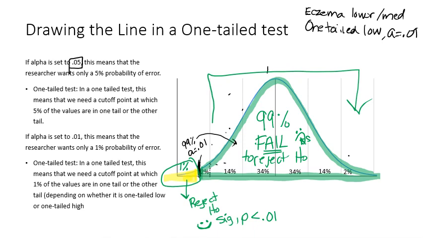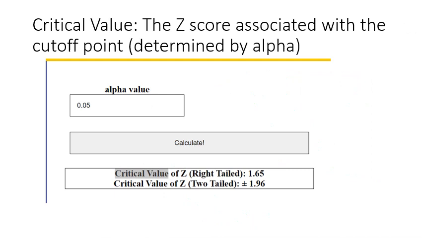But what do we do if we have a two-tailed test? When we do these calculations, we're actually not going to use a table. Just like in the normal curve distribution, we're going to be using a calculator to determine alpha. And all that means is the z-score associated with the cutoff point.